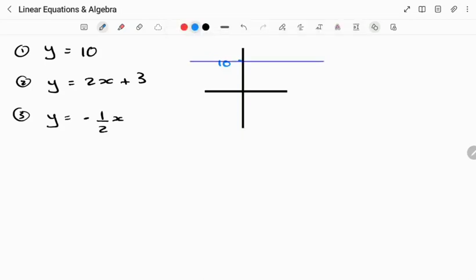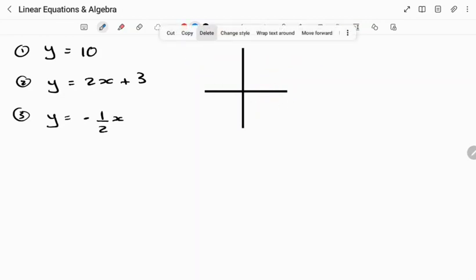Now why is that? Because the equation tells me y is equal to 10. So no matter what value of x I pick, y is going to be 10. When x is 1, y is 10. When x is 2, y is 10. When x is -5, y is 10, and so on. That is what this first equation means. Let's look at the second equation.